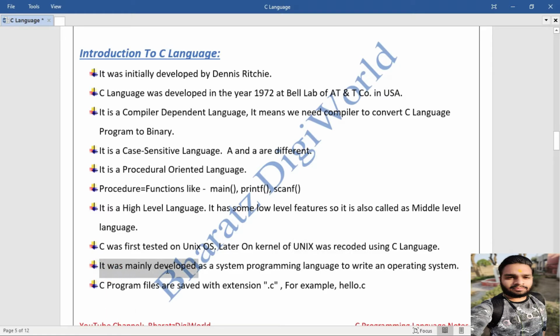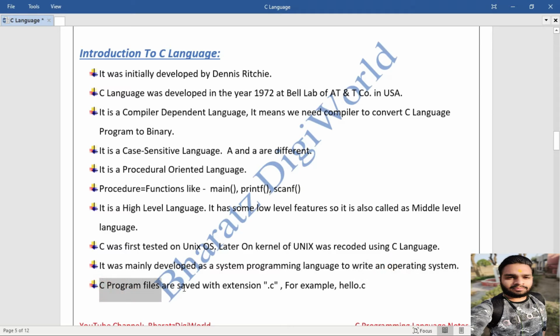C language was mainly developed as a system programming language. So the main motive of developing a C language was only for system programming language. But nowadays we can use it for many purposes, like we can also create Windows applications. So it was initially developed for system programming, like creating an operating system.